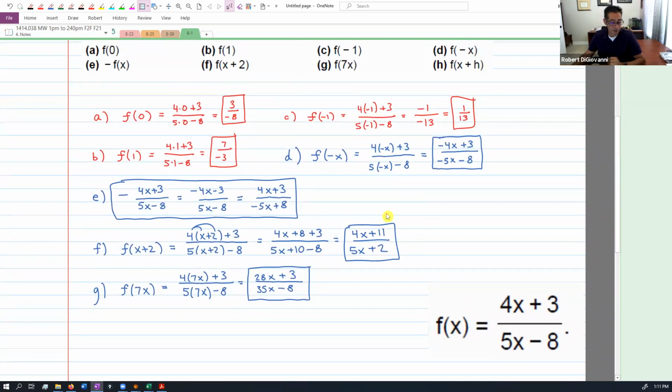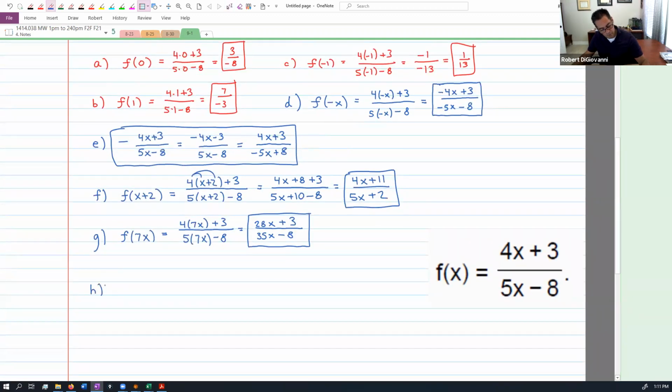Last one, and probably the most important one. F of x plus h. Now, the reason why this is an important one is because this is going to come up in calculus, all right? Not everyone here has to take calculus, but most of you do. So being able to plug x plus h into a function is something that you're going to need to be good at. So let's just go here. Let's replace all of our x's with x plus h's. We're going to talk a little bit more about that today, why we're even interested in plugging x plus h into a function.